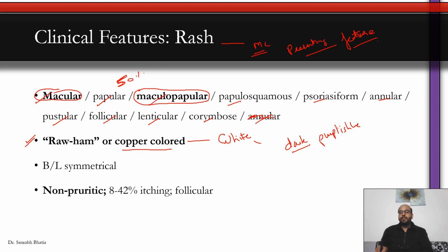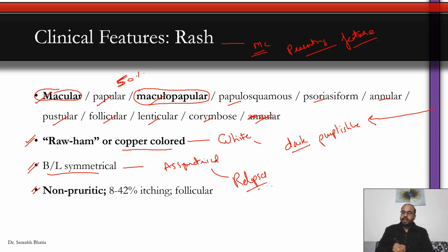Purplish hue. Purple like this. Okay, so purplish hue. It is bilaterally symmetrical. At the onset, the rash of secondary syphilis is bilaterally symmetrical, but if relapses occur, then the rash may be asymmetrical. Okay, it may be asymmetrical during relapses.